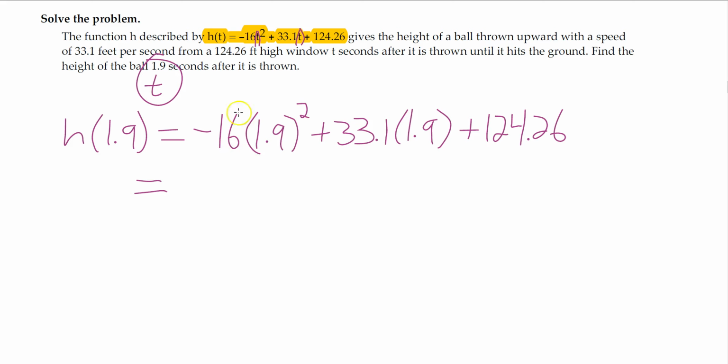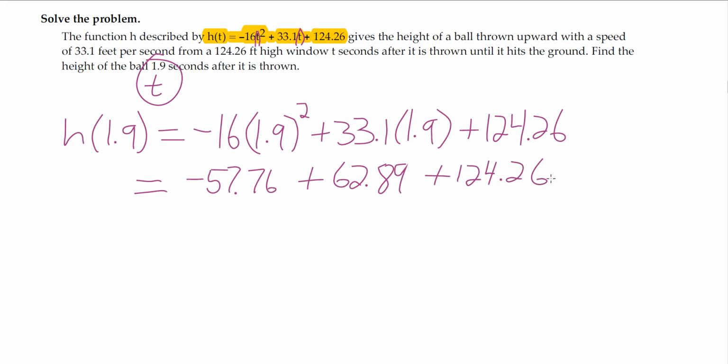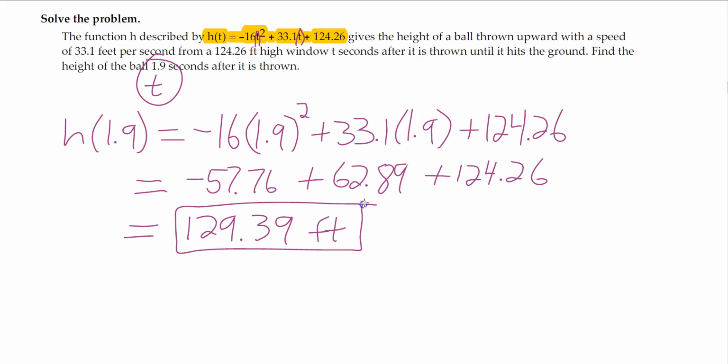This first term works out to be negative 57.76. The second term multiplies out to be 62.89, and the third term is simplified. Now when we add all of these terms together, we get 129.39, and the height, everything is in feet, this is feet. And that would be the story answer to this story problem.